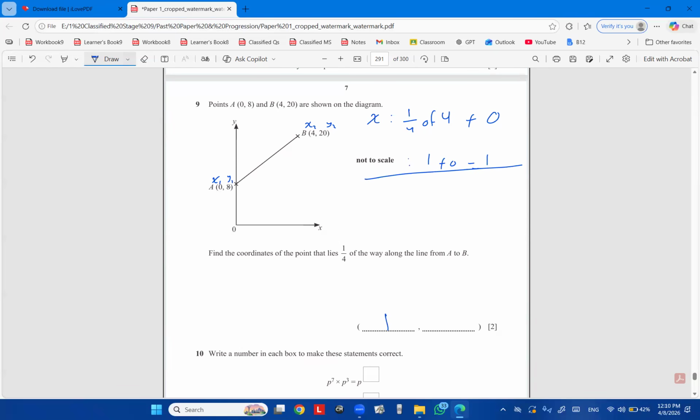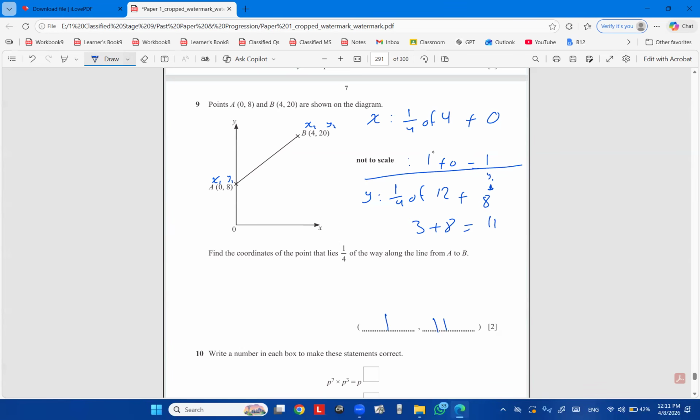Next, this is now to find y. 1/4 of the change that happened to y. From 8 to 20, it changed 12. So from 8 to 20, 12 steps. So I want 1/4 of the change that happened, which is 12, then plus y1. What is y1? It is 8. So what is 1/4 of 12? 12 divided by 4 is 3, plus 8 is 11.